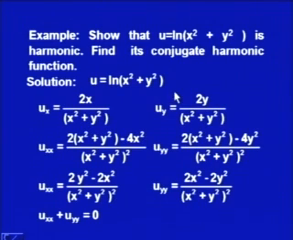On the same lines, one can differentiate this expression partially with respect to y, that gives me uy as 2y over x square plus y square, and again differentiating partially with respect to y gives me this expression for uyy, and when you add the two, uxx plus uyy, this comes out to be 0. That simply shows that u satisfies Laplace's equation, and that shows the first part, that u is a harmonic function.